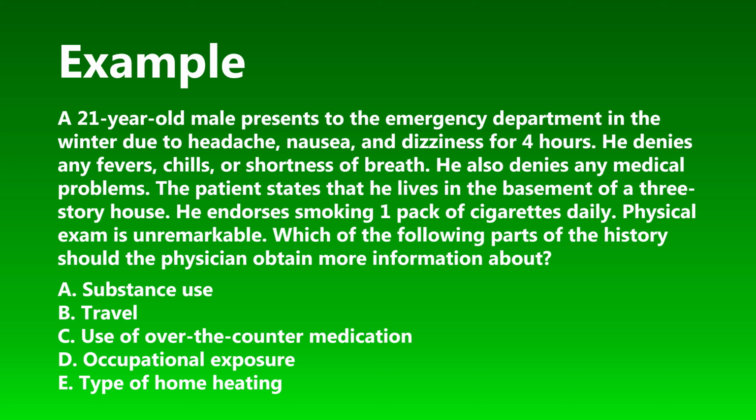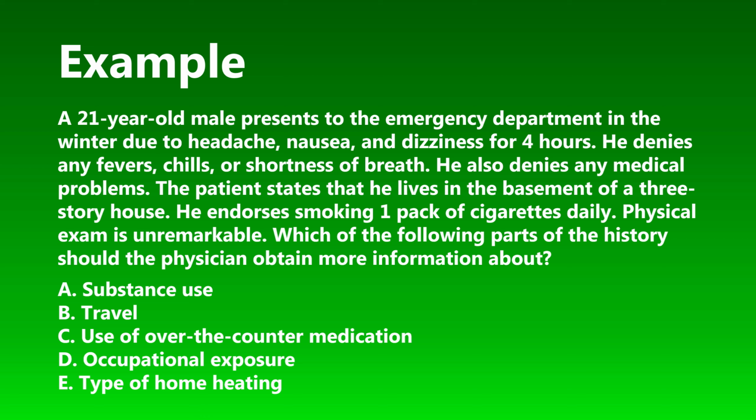If we know that, great, but what if we don't know the answer immediately? How are we going to approach this? This is when we need to start narrowing down the answer choices. We can use some information from the stem and from the stimulus to start doing that. One thing that we can immediately start narrowing down is that it's probably not C, use of over-the-counter medication. Why is that? Because the stimulus specifically told us that he does not have any medical problems. So if he doesn't have any medical problems, he's probably not taking any medication. So C is probably out.